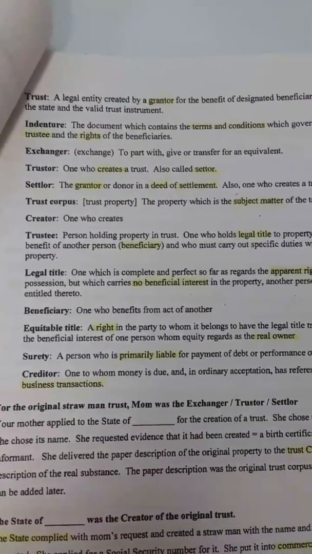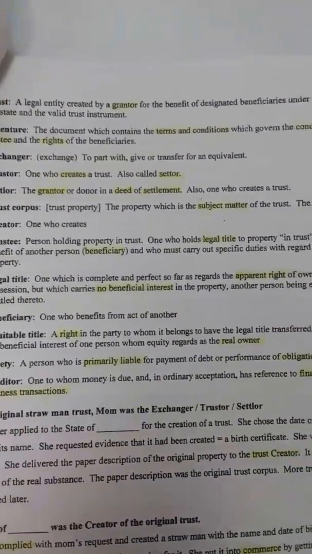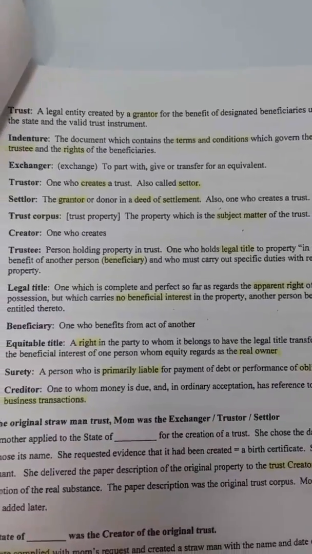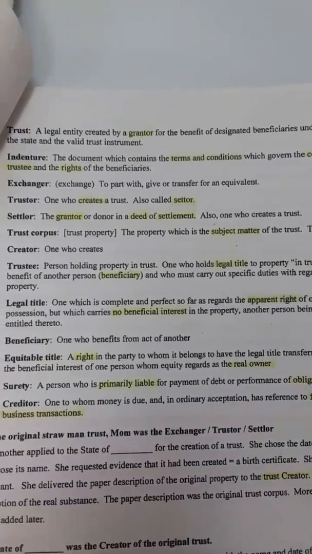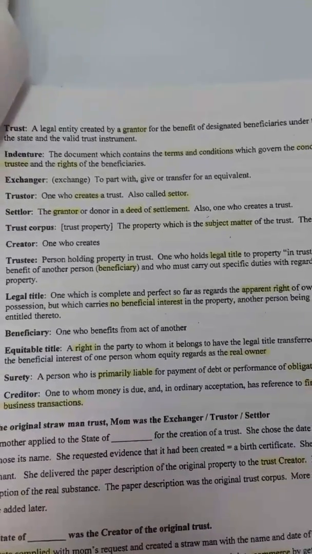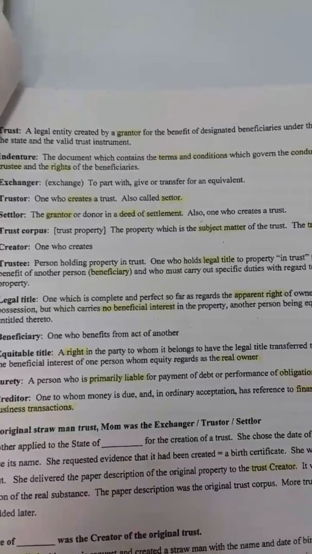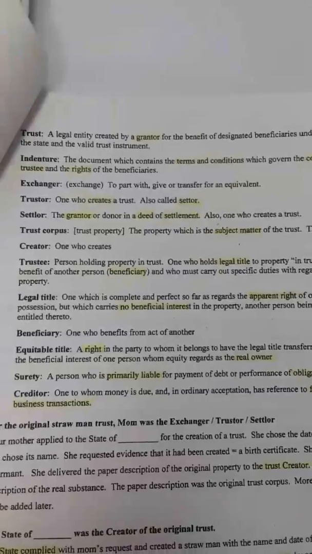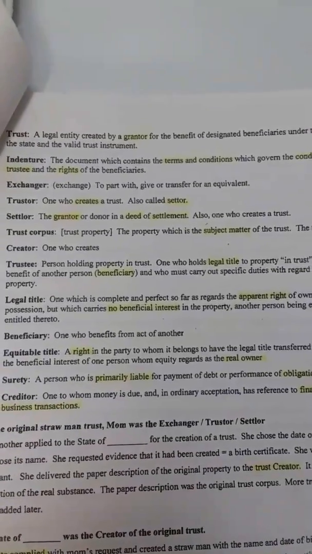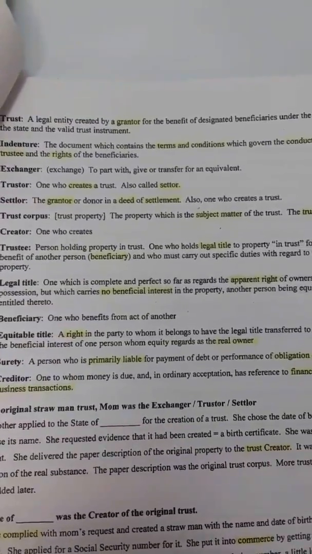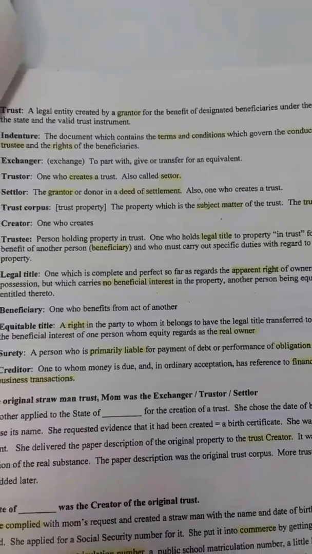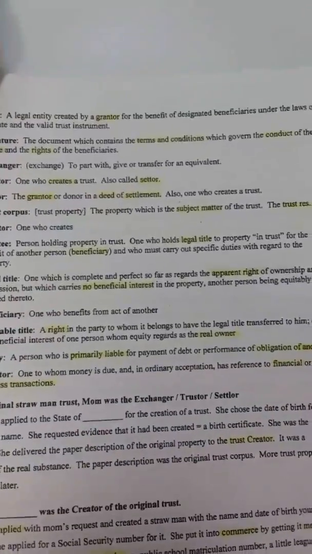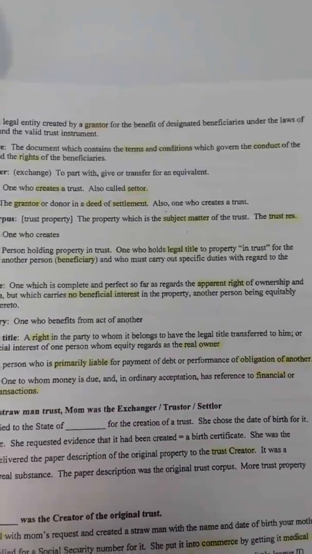Trust corpus, trust property: the property which is the subject matter of the trust. The trust res. So the subject matter of the trust, which means you're talking about nothing private. You're talking about the public, the person who's supposed to be the person who takes the blame for everything. That's the trustee's job. The trustee is the one who takes everything. So I don't know why people want to be trustees.